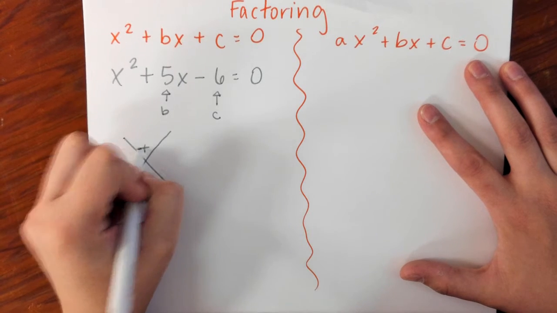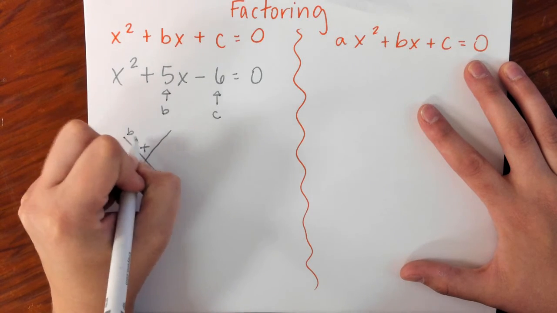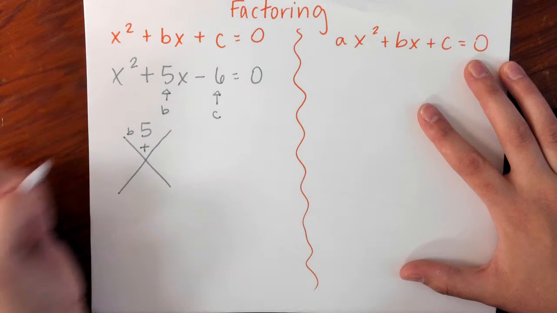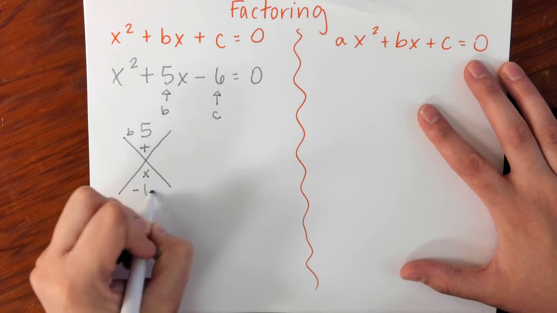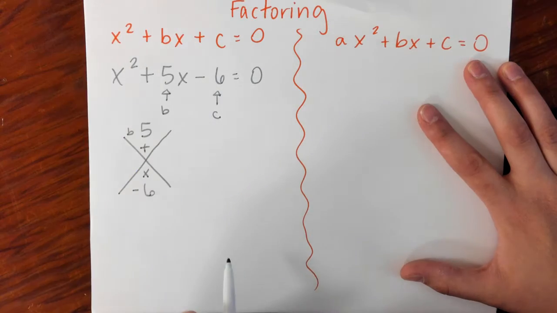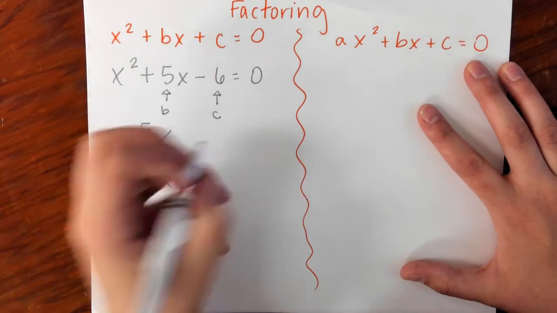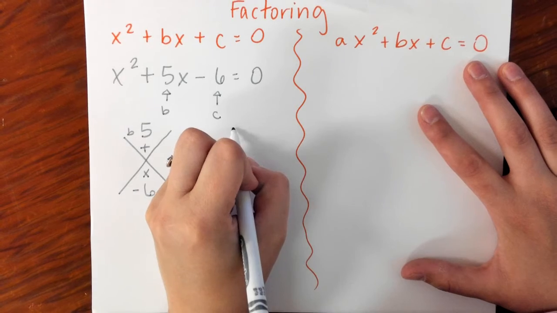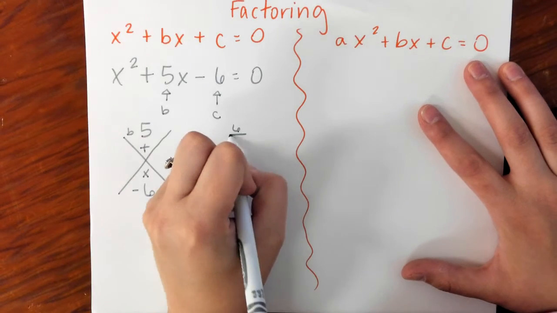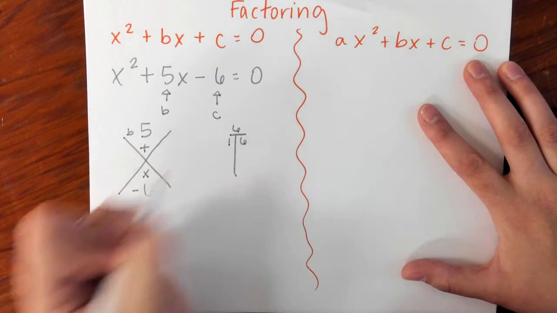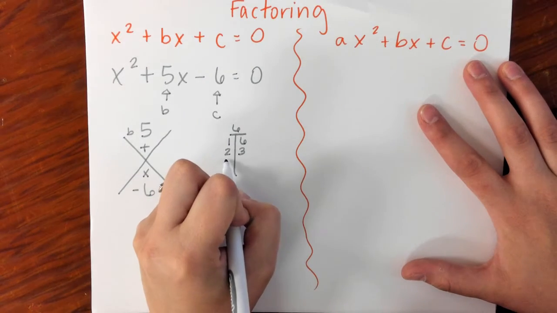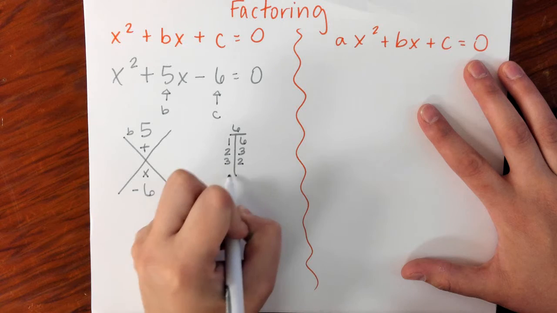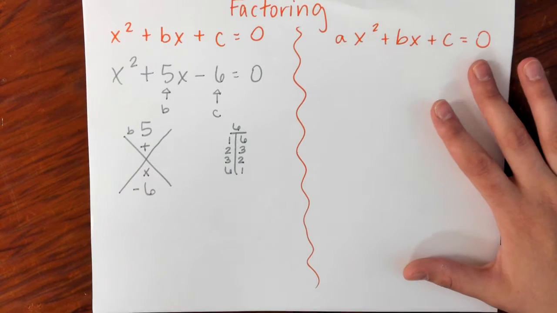Numbers added together will equal b, so in this case positive 5, and my factors multiplied together are going to equal negative 6, because remember the sign follows the number. So I'm going to make my little factor tree here. I know 1 times 6 equals 6, 2 times 3, 3 times 2, 6 times 1, then I'm done.